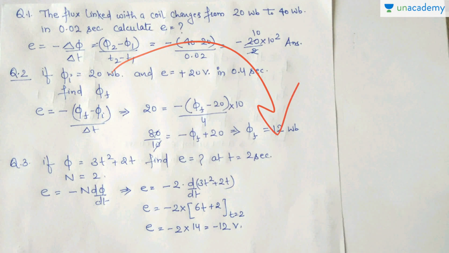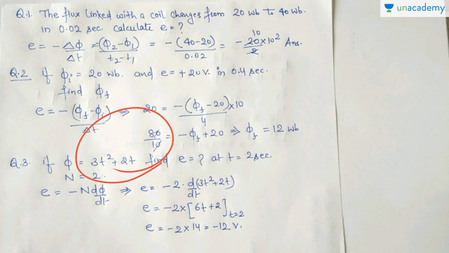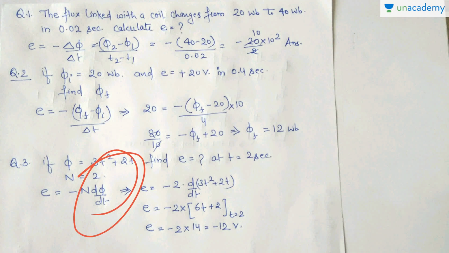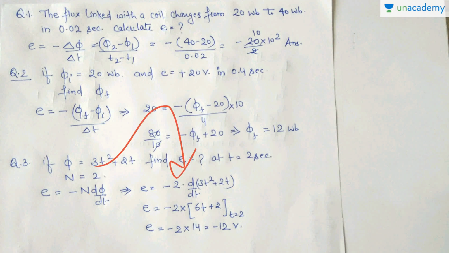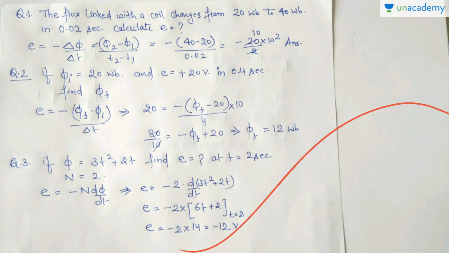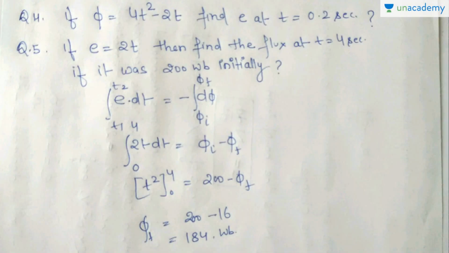Okay. Now question number 3. If phi is equal to 3t square plus 2t, find the EMF at t equal to 2 seconds. We know that if this kind of question is given where phi is a function of time, then we have to find the slope at t equal to t, and to find the slope we have to differentiate it. So E is equal to minus n d phi by dt, n is given as 2, and d phi by dt, you have to differentiate it. When you differentiate it, it comes out to be 6t plus 2. By putting the value at t equal to 2 seconds, we get an EMF of minus 12 volt. Okay.